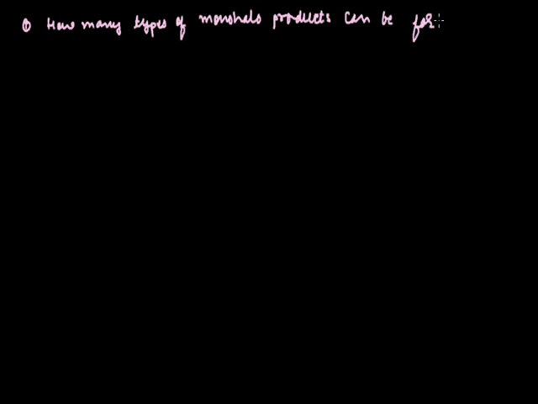Now we'll discuss the chemical reactions of compounds of carbon. Question number 1: how many types of monohalo product can be formed by halogenation of propane?